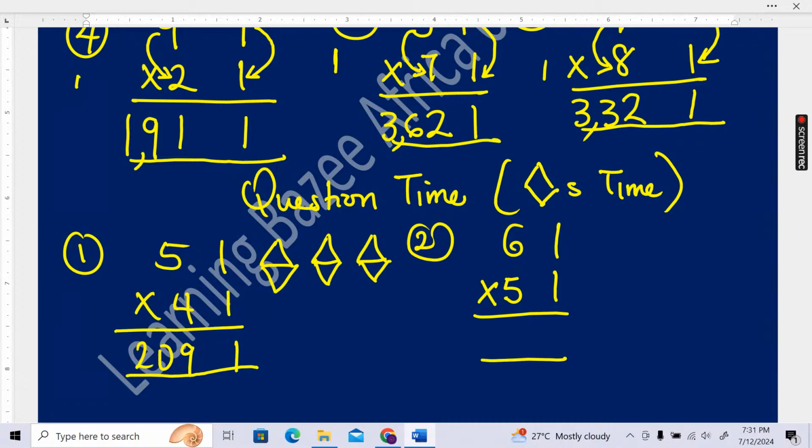Now, I already have question 2 on my screen. So look at the screen and tell me the answer to question 2. What is the answer to question 2? For this question, if you get the answer right, I'll be giving you 4 diamonds. So type the correct answer in the comment section.